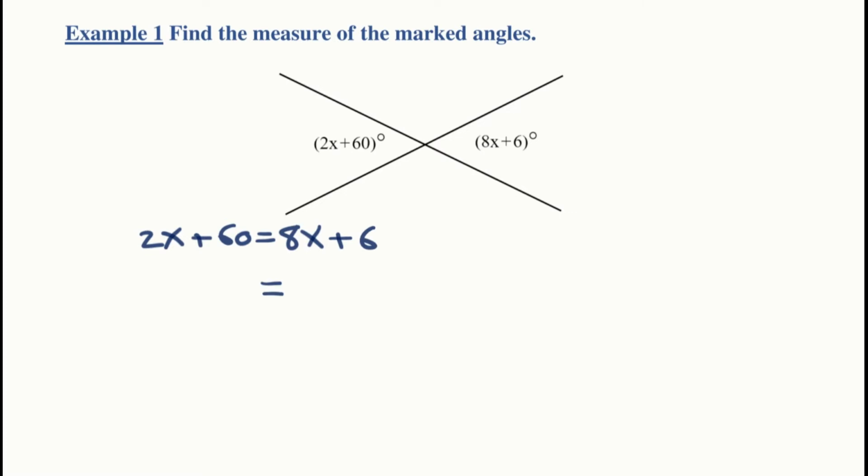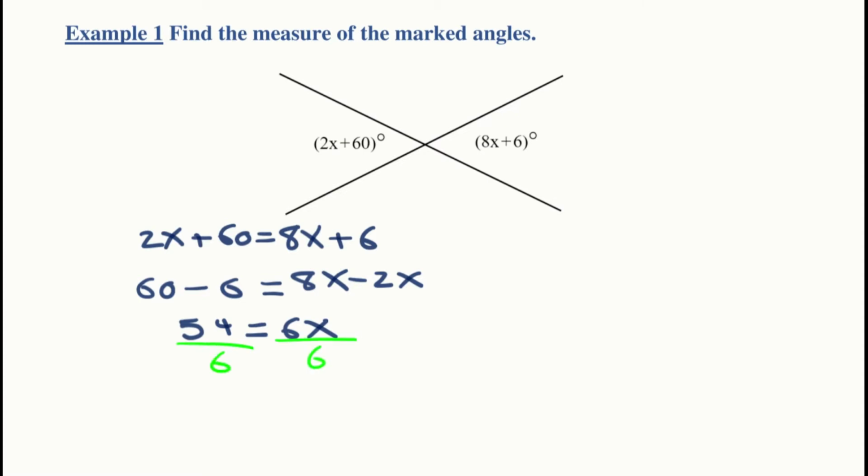Now if we move the x's to the right side, we get 8x minus 2x, and we'll go ahead and move the constants to the left side, so we get that. So we get 54 is equal to 6x. So dividing both sides by 6, we can see that x must be equal to 9.